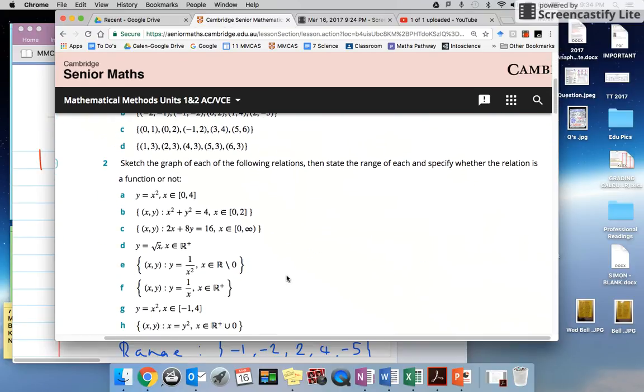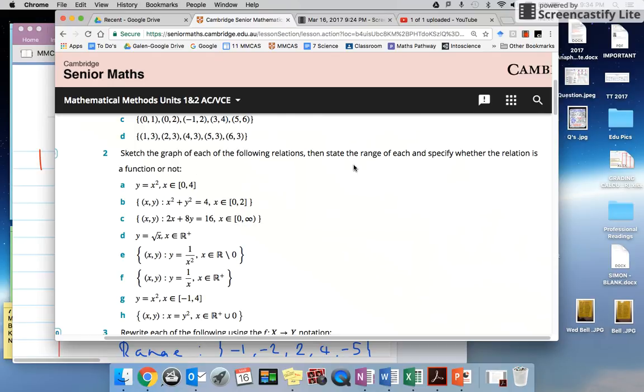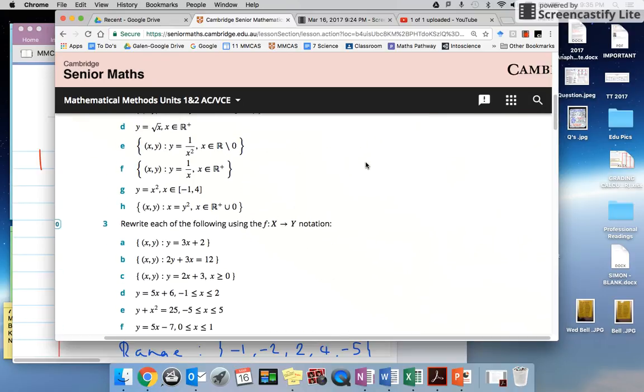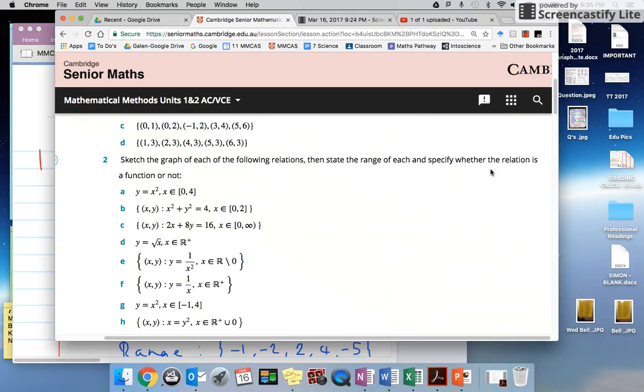So question 2, we actually have to sketch some of these and state the range, so that's exactly what we've done in 5b. But the only other thing we've got to do is decide whether it's a function or not. So after you've sketched it, if you draw a vertical line, will it go through it? This is a circle, okay, but we've got a restricted domain. So it's only 0 to 2. So really, it's only going to be a quarter of a circle if you think about that.